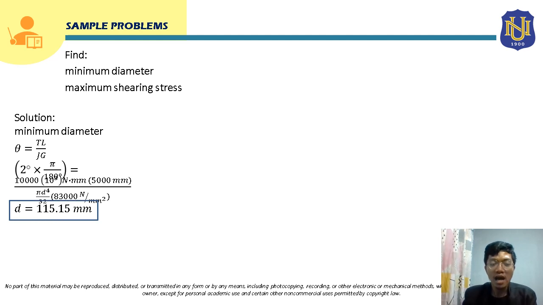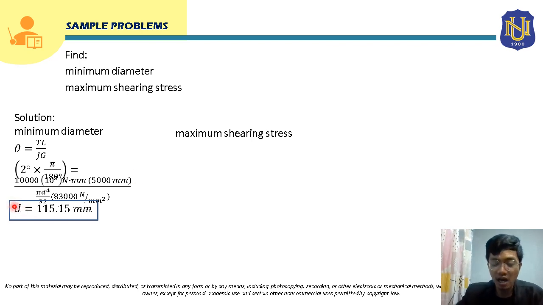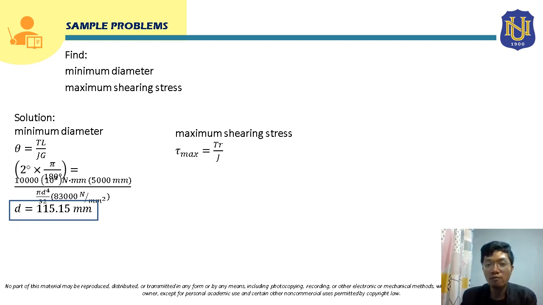After this, class, now we are going to solve the maximum shearing stress. So we are going to use the value that we solved here, the diameter that we computed here. Using the formula for maximum shearing stress, that is tau max equal to T rho over J. Our rho here in this case is R, since we are solving for the maximum. Our R here, class, will be half of this diameter.